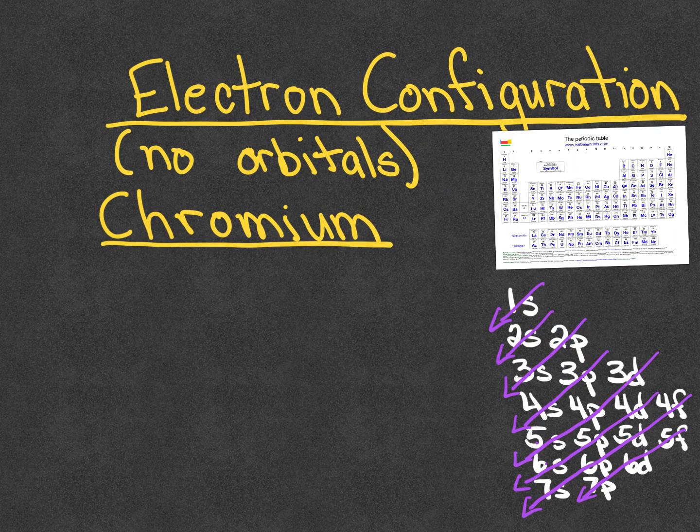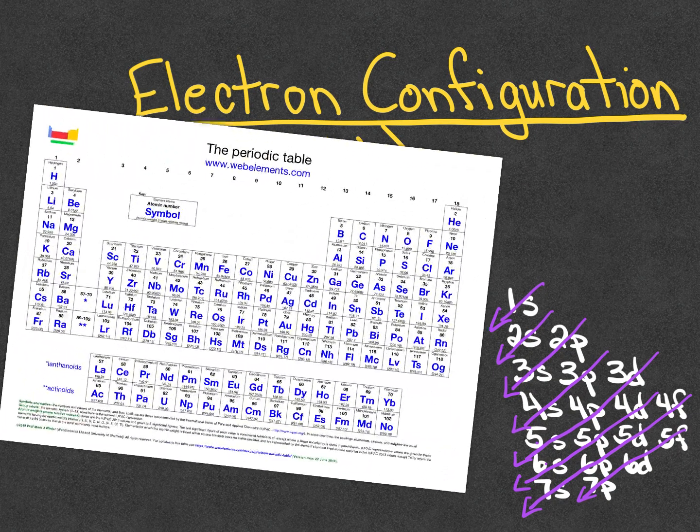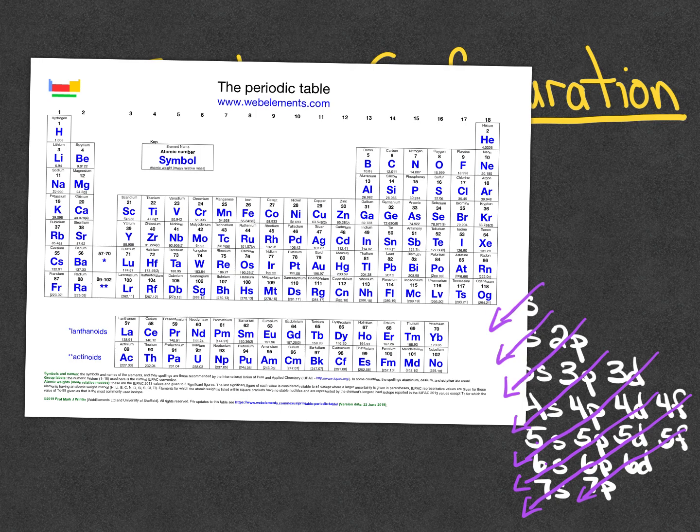Okay, in this example, we are not going to do the orbitals, so we are just going to write out the configuration. So we need to know a couple things. One, the order of the energy levels and the sublevels. So I have these arrows to help me with that. And of course, the first thing we have to do is how many electrons does chromium have? So we have to find chromium on the periodic table. And it's right there. It's got 24 electrons.